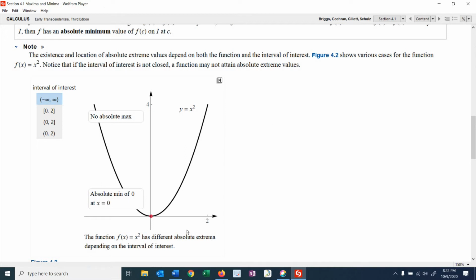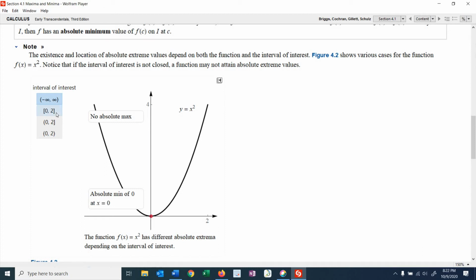Okay, but it does have an absolute minimum. The absolute minimum is 0, and that's because the smallest y value that this function takes on is 0. You can't go below 0 on the y-axis. Now, where does that occur? Well, the absolute minimum happens to occur when x is 0. Okay, so let's change the interval. Let's say we have the same function, f of x is equal to x squared.